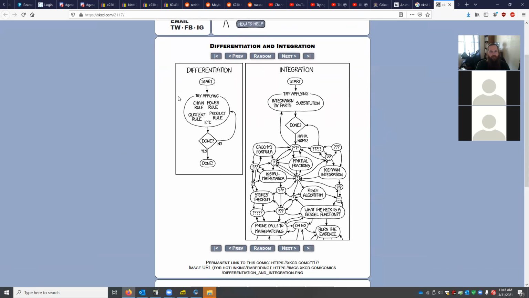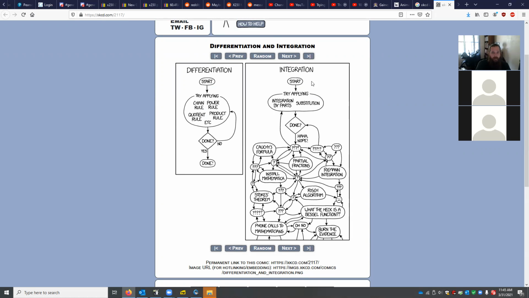This particular one is about differentiation compared to integration. So when you're differentiating a function, you start, apply one of the rules, and if you're done, you are done. If you're not done, then it just means you need to chain rule and do a little bit more.